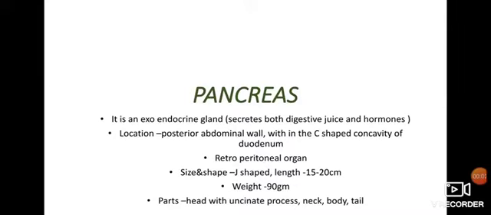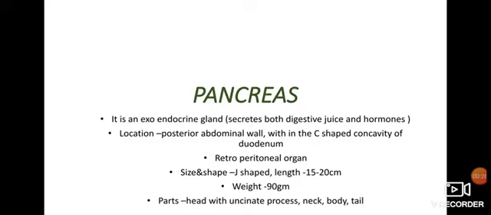Hello everyone, listen here. Here we are discussing the pancreas, its features, relations, supplies and clinical conditions. As we all know, the pancreas is a mixed gland having both an exocrine part as well as an endocrine part. The exocrine part helps with digestion, and the endocrine part produces hormones.